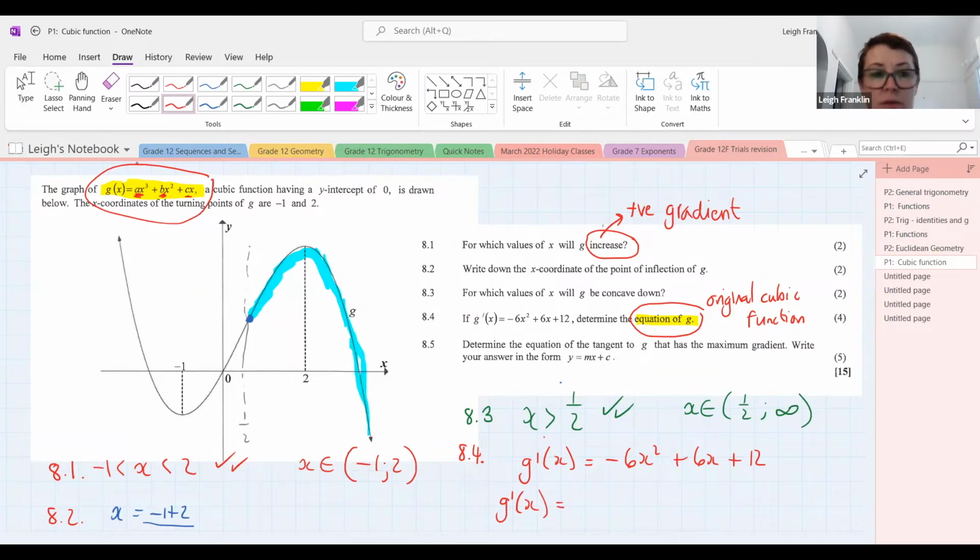So g prime x equals 3 times ax is going to give us 3ax, take 1 away, and that will give us squared, plus 2bx plus c. Does that make sense to everybody?